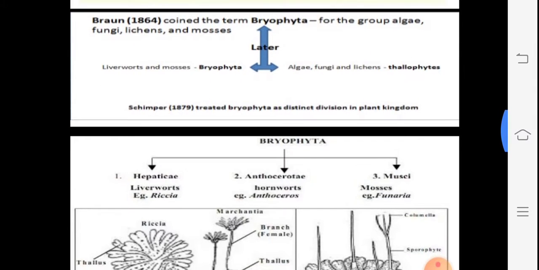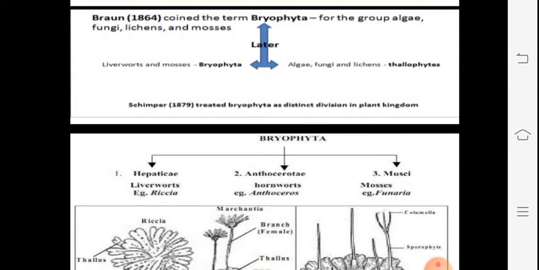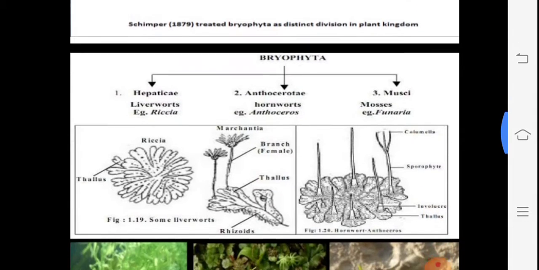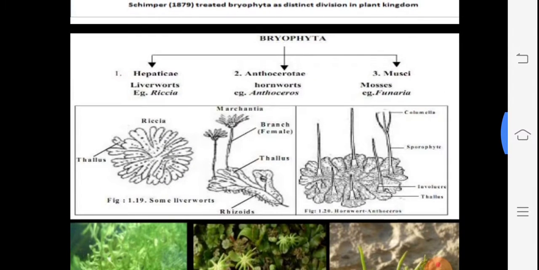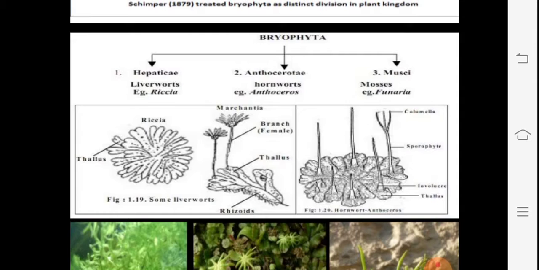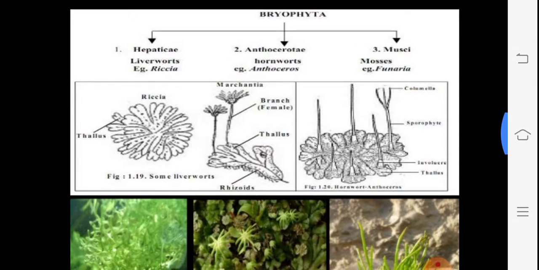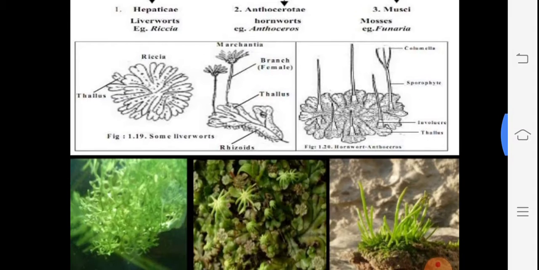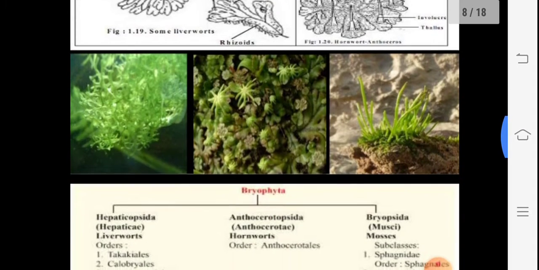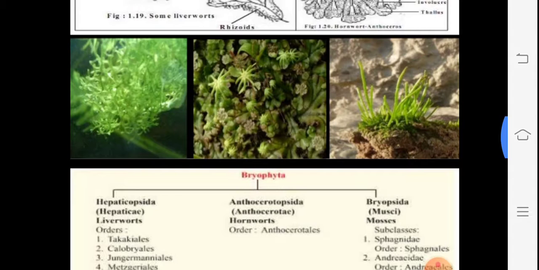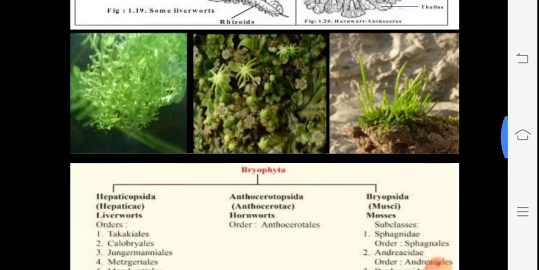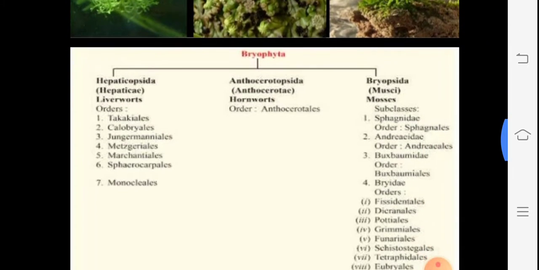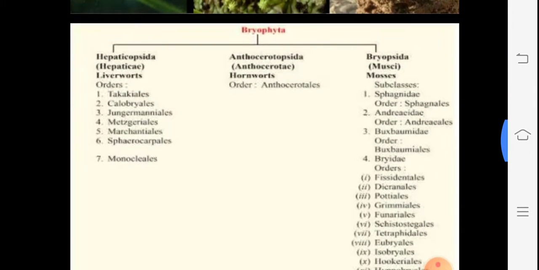Different authors like Brown had liverworts and mosses, and on the other hand algae, fungi and lichens. Recently, generally we follow Hepaticae, Anthocerotae and Musci. So go through these diagrams. Marchantia, Riccia, then Anthocerotae, and these are the photographs. The right hand photograph is of Anthocerotae. Then there are the Musci, and Marchantia is there. Some orders I am just highlighting here.